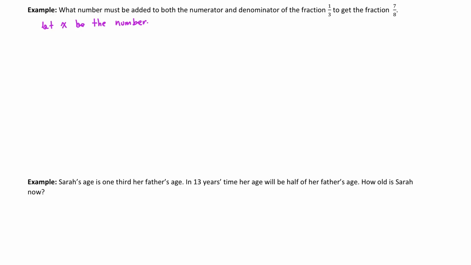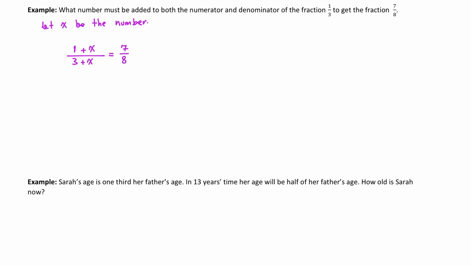Then we have to use the wording of the question to come up with the operators for our equation, and it says what number should be added to both the numerator and the denominator. So that means my fraction here is 1 over 3, and what number should be added to both the numerator, plus x, and the denominator, so that I can get a fraction of 7 over 8.